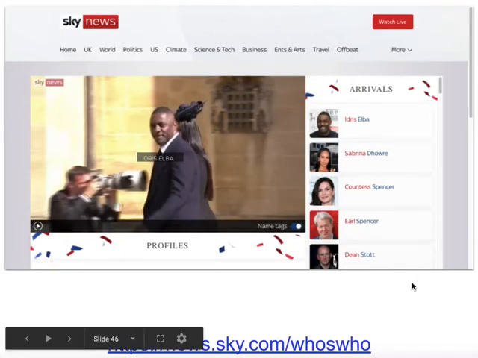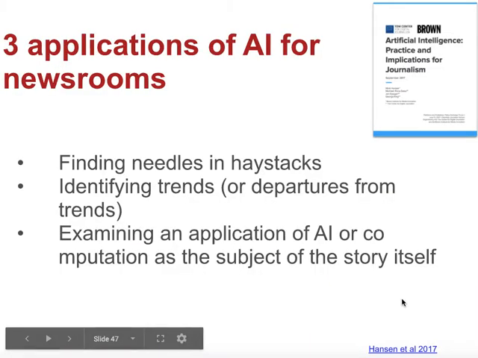So image recognition is just one application of AI, and we'll talk a little bit later about how that works in more detail. But first of all, sticking with AI more broadly, there's a Tow Center report from 2017, which is worth reading if you want to look into this in more detail, that looks at the applications of AI in newsrooms editorially. And they identified three broad applications. The first is the idea of finding needles in haystacks.